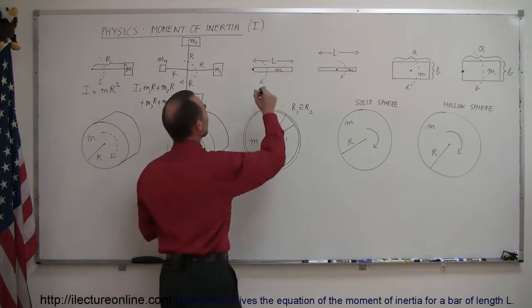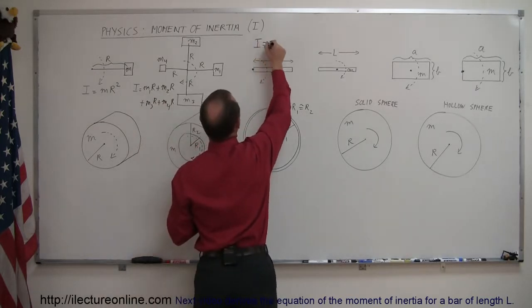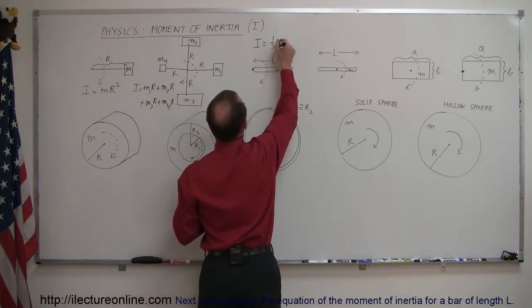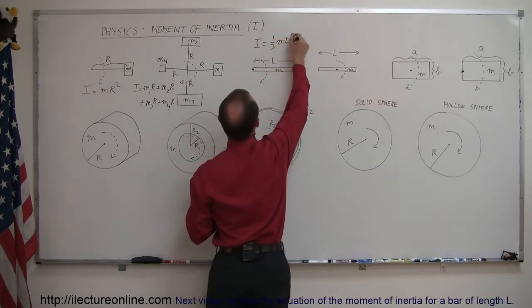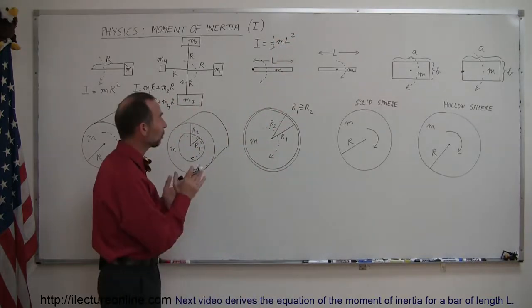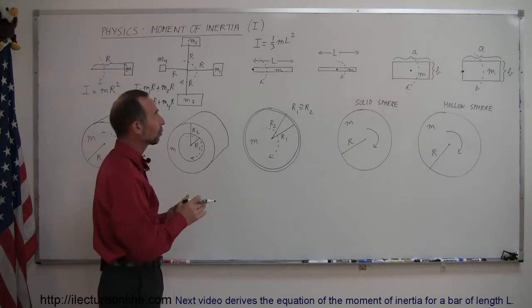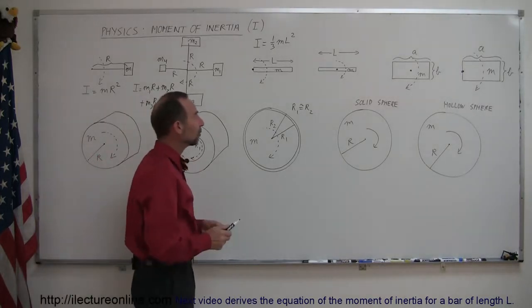So in this case, the moment of inertia, I, is equal to 1/3 the mass times the length squared. So moment of inertia is 1/3 mL squared. Now, on to the next one.